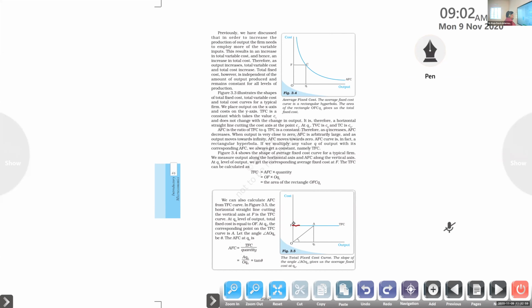Total fixed cost, there is no change in that, right? At Q0 level of output, total fixed cost is equal to OF. So at quantity Q0, it is OF. Total fixed cost is equal to OF. At Q0, the corresponding point of the TFC curve is A. Here it is, A.